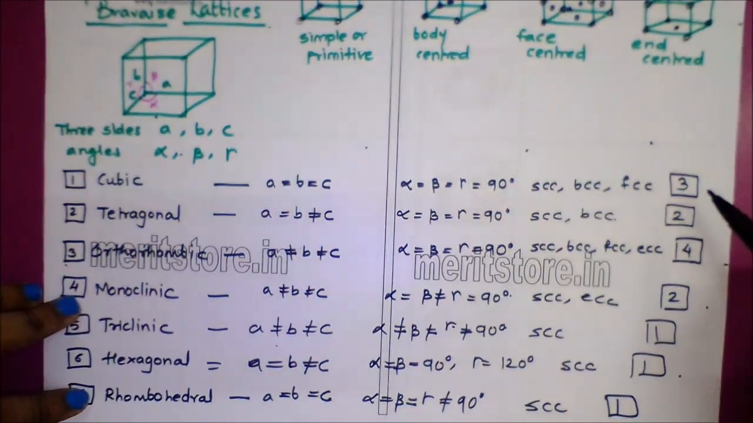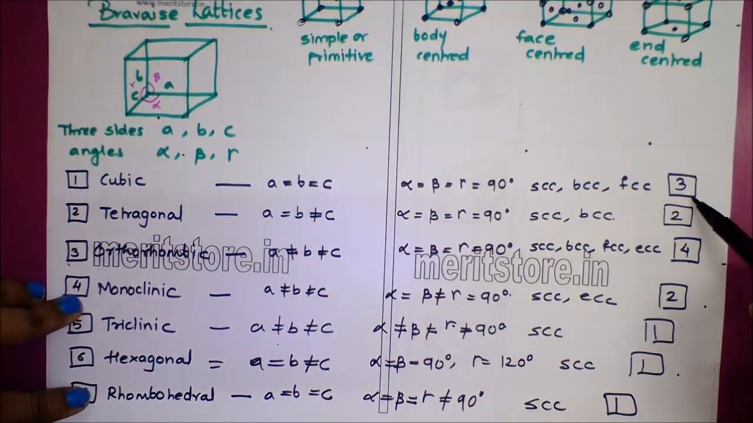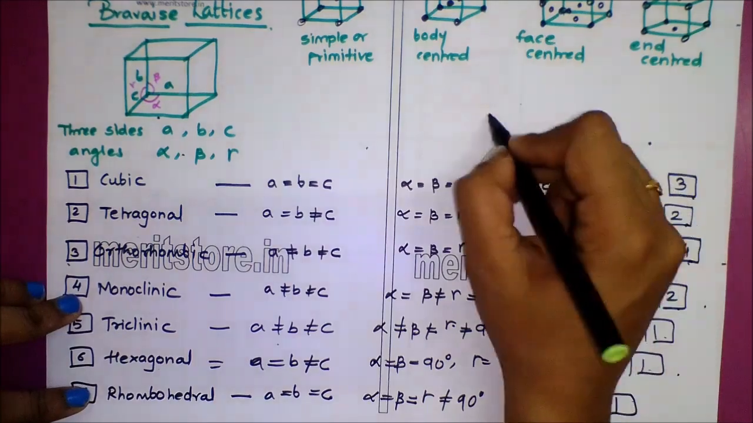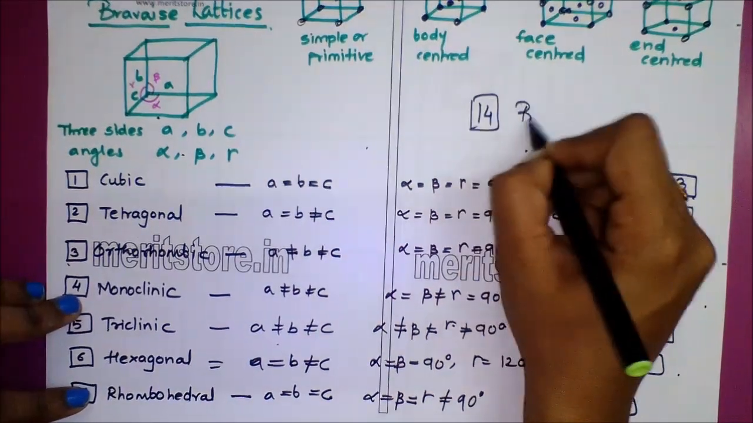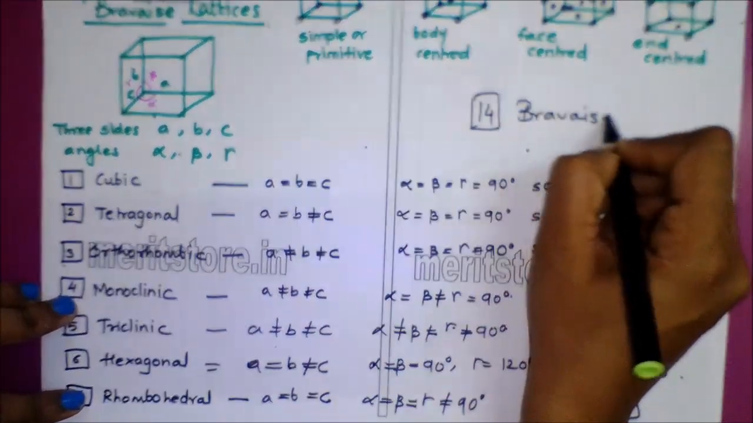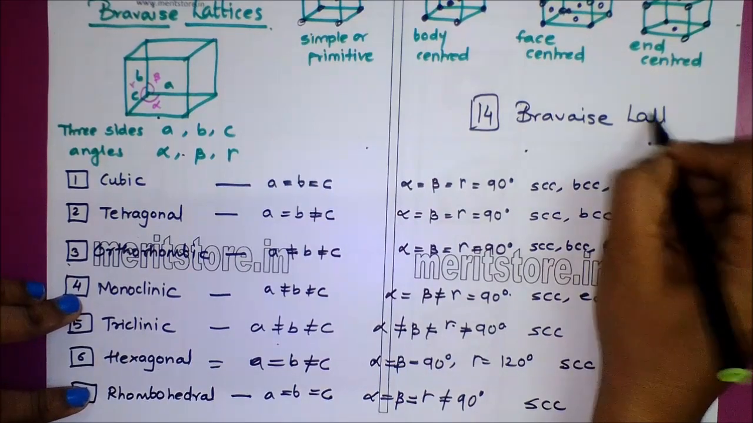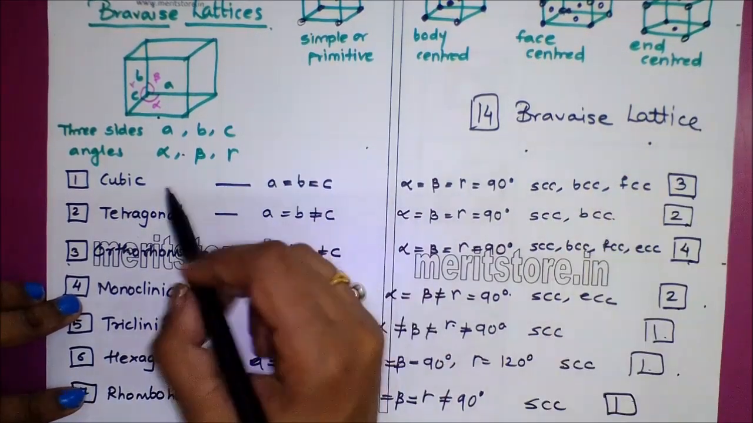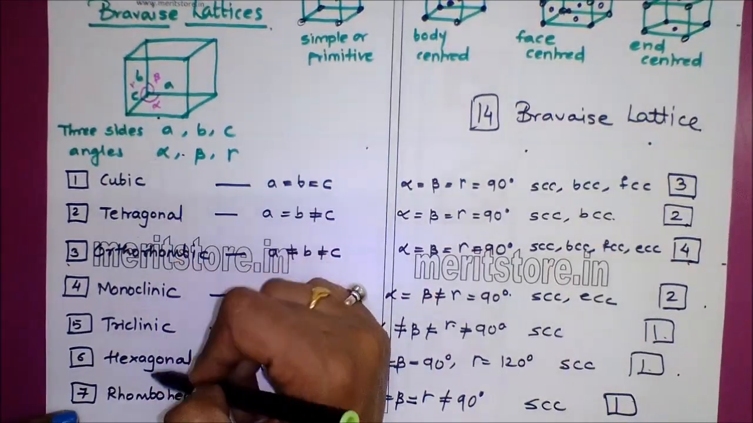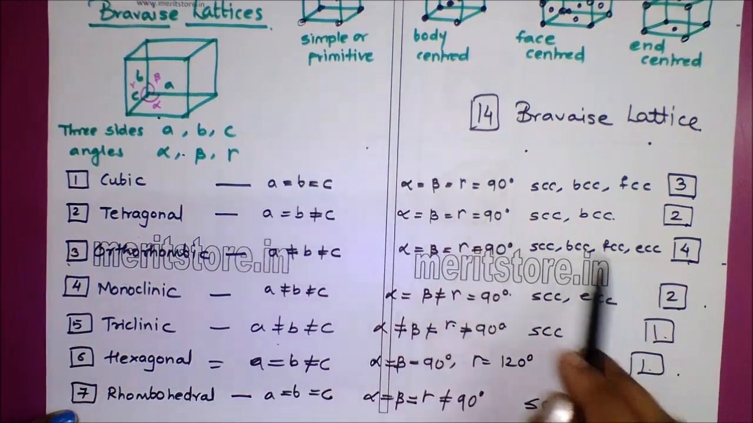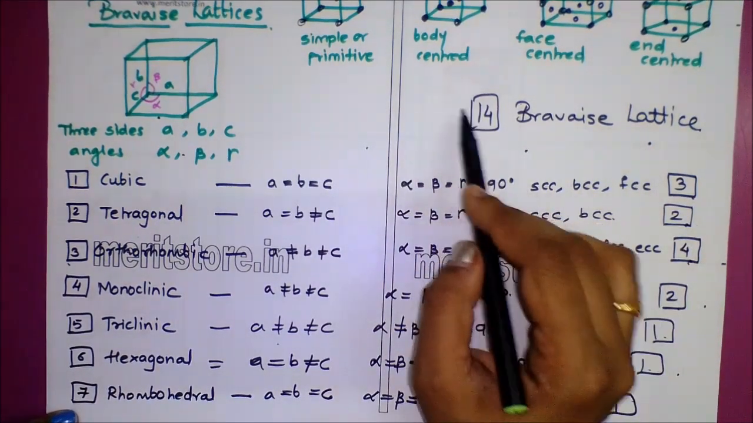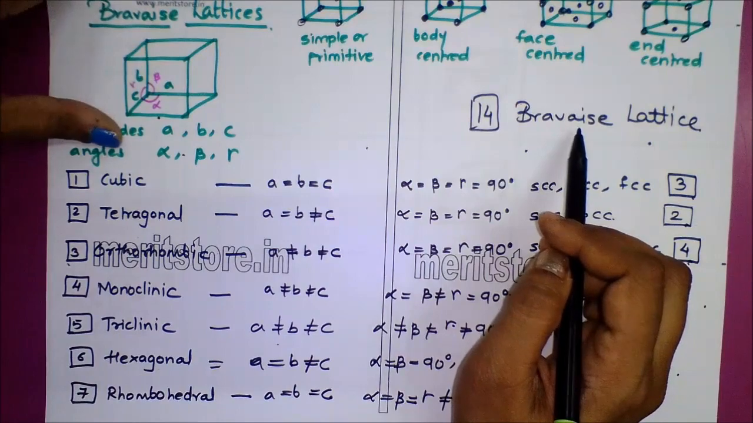So total Bravais lattices, if I count, we have 3 plus 2 is 5, plus 4 is 9, plus 2 is 11, 12, 13, 14. So we have 14 Bravais lattices in total. But if the question comes how many basic Bravais lattices, then we have 7. These are the 7 basic ones and they are categorized into subcategories. Total makes it 14 Bravais lattices.